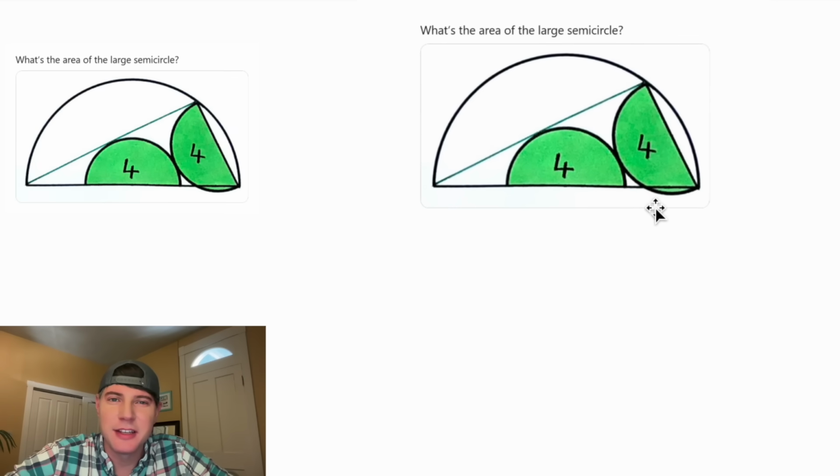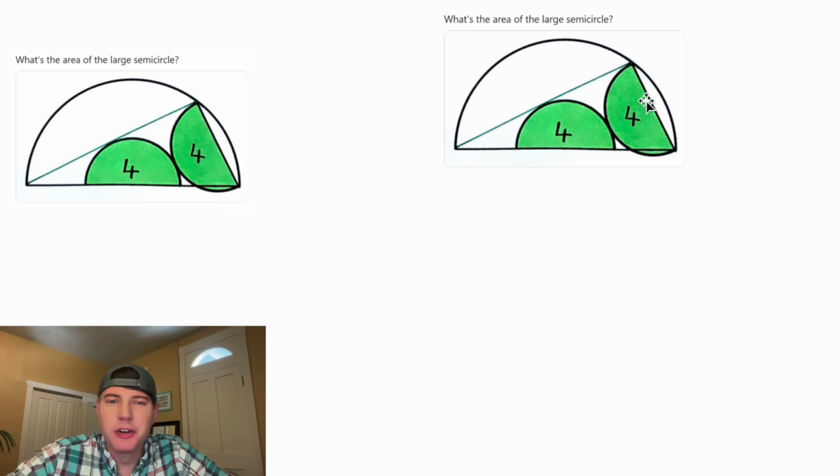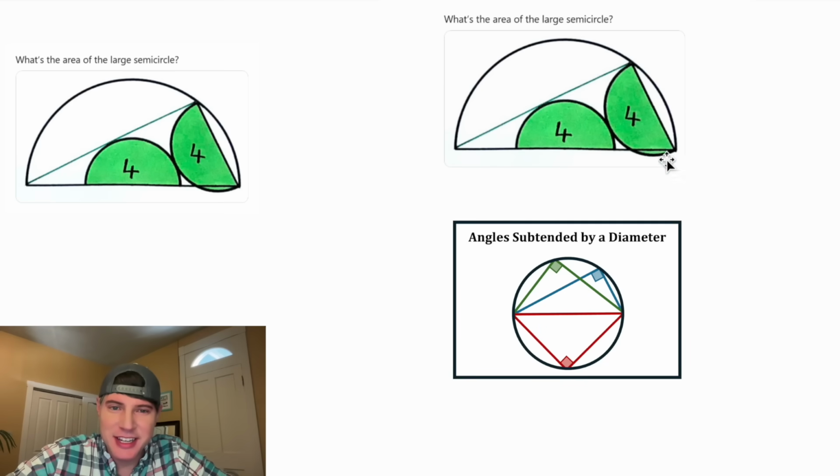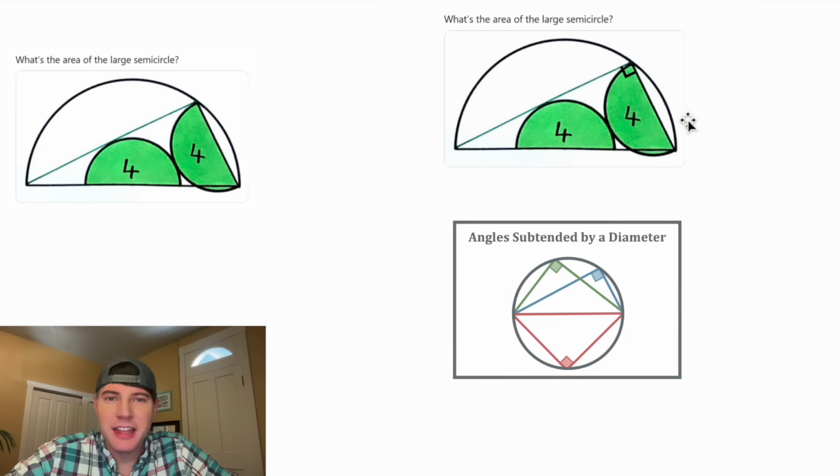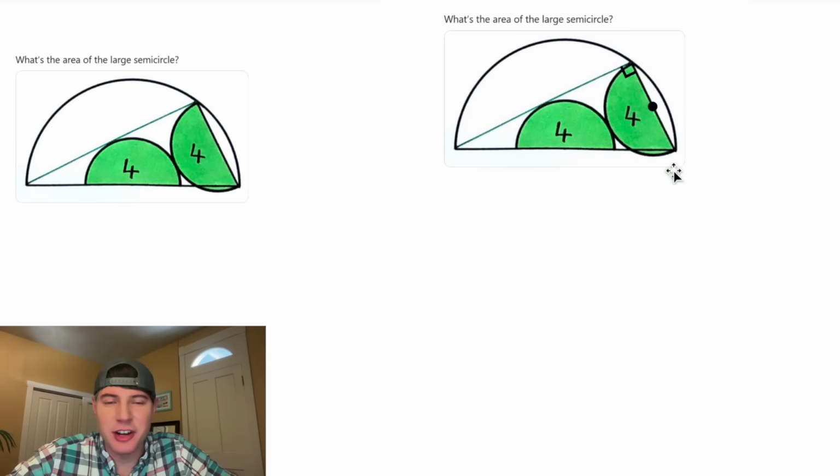For the first step, let's look at this angle here. It's an inscribed angle that's sitting on the diameter of a circle. That means it's a 90-degree angle. Anytime an inscribed angle sits on a diameter of a circle, it's always a right angle. And then from here, let's mark the center of this semicircle, and we can label the radius R. And this will also be R.